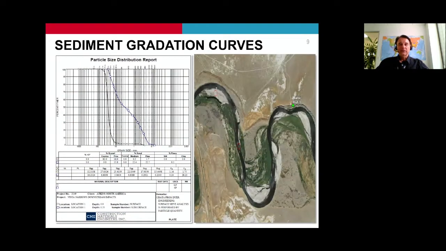The final product of the sampling are these gradation curves at each location from a geotechnical sieve analysis. Here you can see the difference in bed material size with depth. For example, at this location 1, the surface material has a median particle size D50 of 25 millimeters, while the subsurface material is only 3 millimeters. And many locations along the river are armored this way by coarser material, and we accounted for that in our streambed erosion potential analysis.